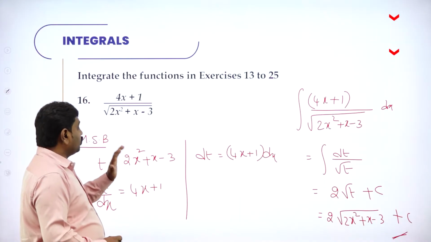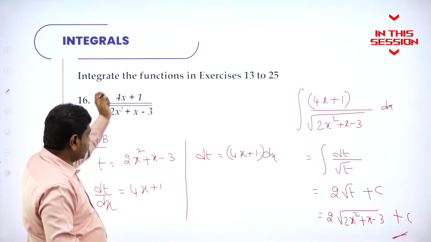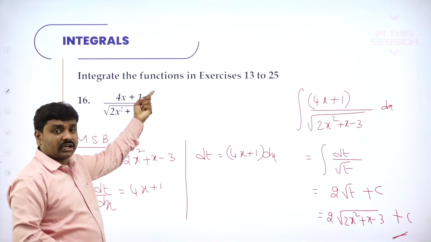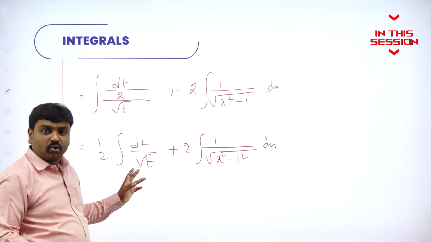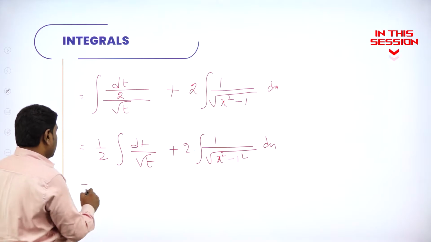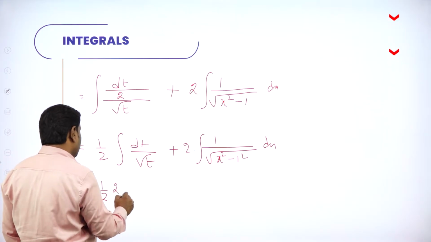But sometimes if you don't get the numerator when you differentiate, then you have to use the other method that I told you. All of you know integration of 1 by root t is 2 root t. So half into integration of 1 by root t is 2 root t.